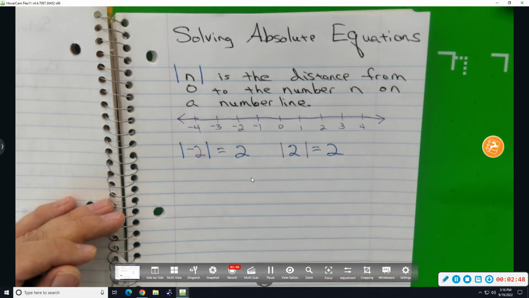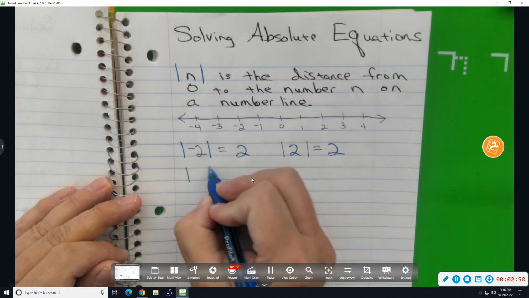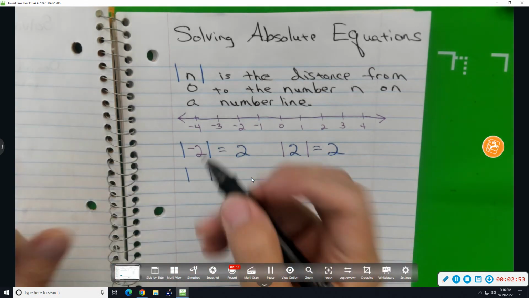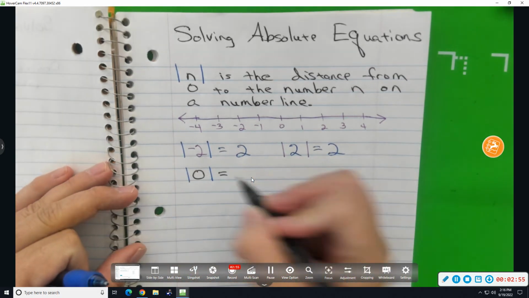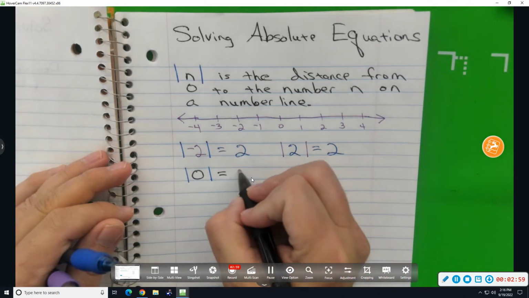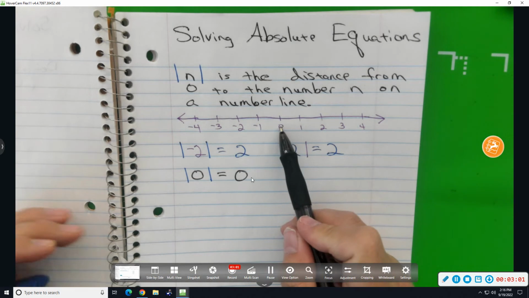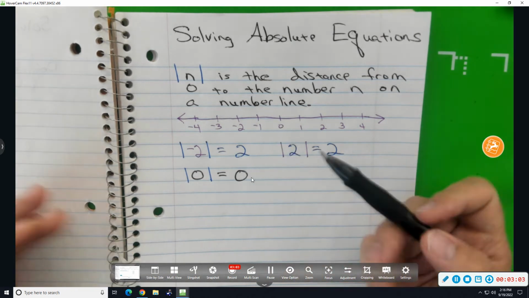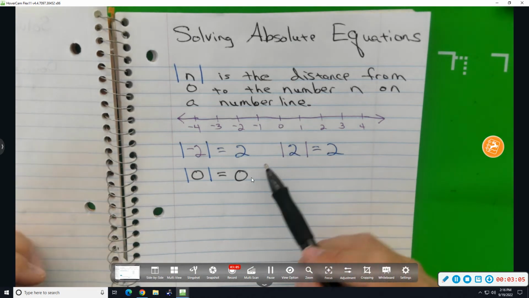So, I have another one. What about the absolute value of 0? How far is 0 from 0 on a number line? It should be obvious. 0 units. How far do you have to move at 0 to get to 0? 0 units.